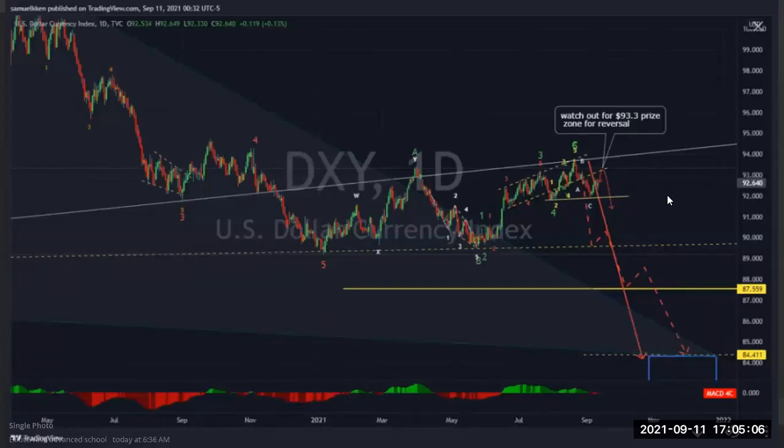On DXY, the trend is still down after the three waves correction, A, B, C. The market is still going down, as you can see. Watch out for the 93.3 price zone for reversal. The current buying will be temporary, subject to this level, before we expect the selling continuation.